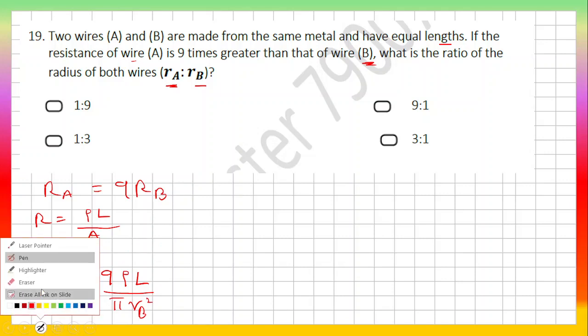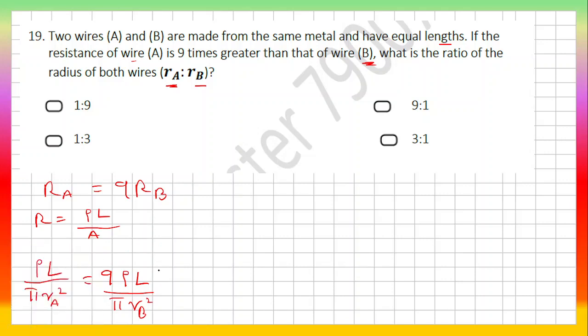Okay. So remember, the lengths are the same and it is the same material. So I can drop this, this, this, and this. You can also drop the pi. So look at what you are going to be left with. I'll have 1 over RA squared is equal to 9 over RB squared. But they want the ratio RA to RB.